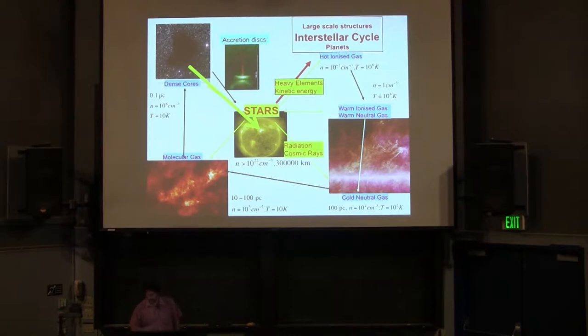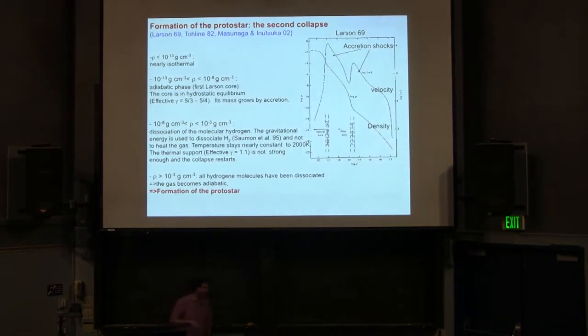Maybe for those of you who are not doing collapse calculations every day, I thought it would be good to put in a bit of context. The first calculation was done by Larson in 69. And what is fantastic is that this calculation is still valid today. If you manage to do a calculation which survives for more than 40 years now, I guess you will be extremely successful.